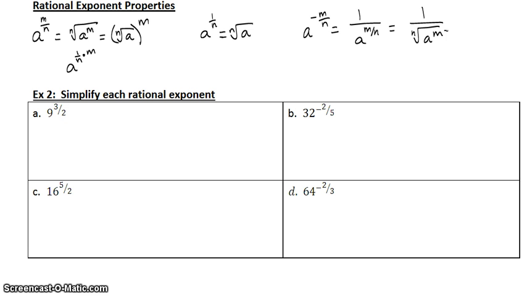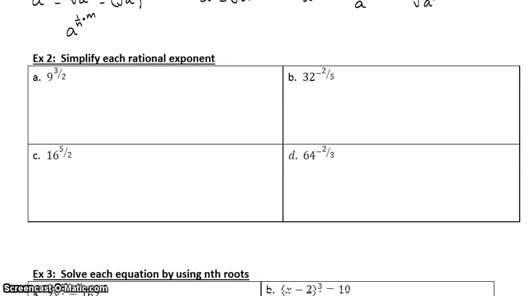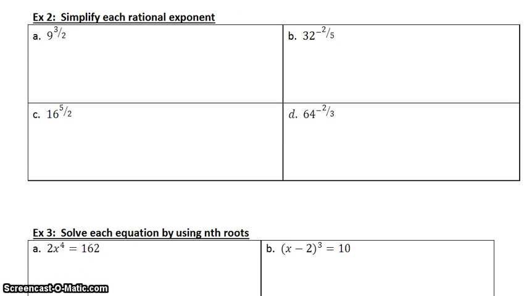Here's how we're going to use this. Knowing some properties of fractional exponents, I can solve a statement like 9 to the 3/2 without using my calculator. And you are allowed to use a calculator for the test or quiz, but as much as possible, see if you can do it without.